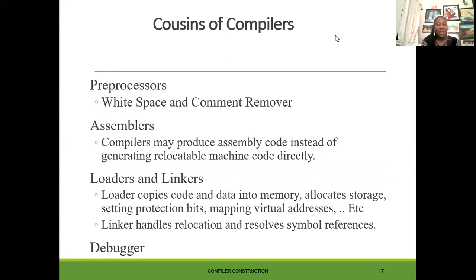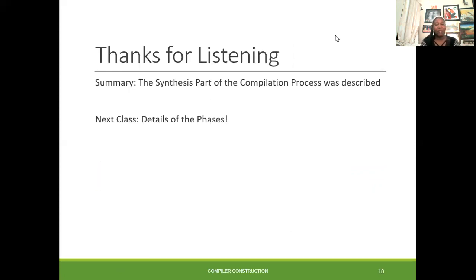And don't forget that there are several cousins of compilers. We have our preprocessors, we have our assemblers, we have our loaders and linkers, and we have our debuggers. And all of these are several variants of compilation. It was so much fun going through all of this with you. We saw the different aspects or the different parts of the compilation process. And then we saw all of this in detail, we walked through them with practical examples. And in the next series of lectures, we're going to go into these detailed phases of compilation.